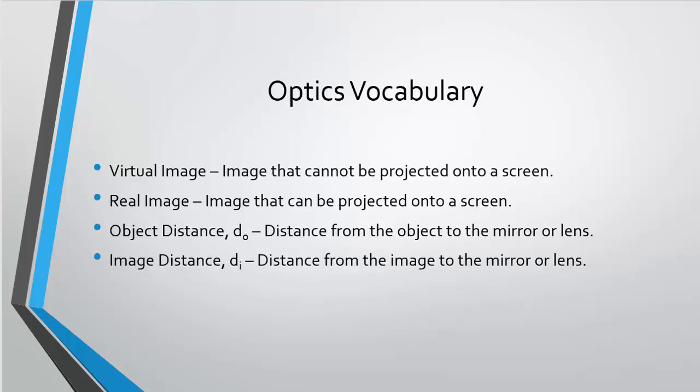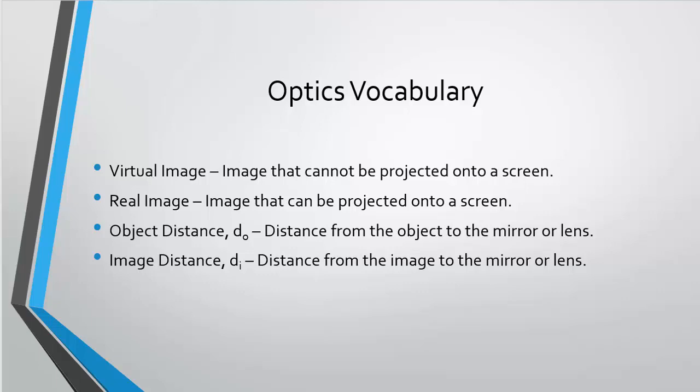Some important vocabulary for understanding what's being spoken about in the notes is the difference between a virtual image and a real image. A virtual image is going to be an image that can't be projected onto a screen, so it's going to be like the image you see in a bathroom mirror. You can't really project that on a screen. There are different shapes of mirrors and also lenses that will produce a virtual image. A real image is one that can be shown on a screen.